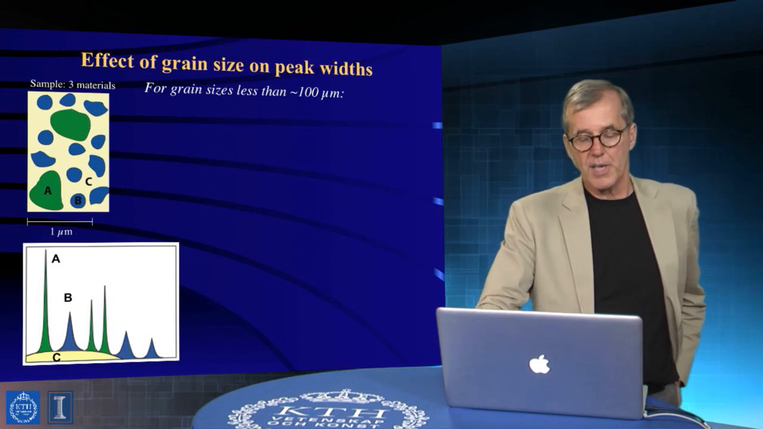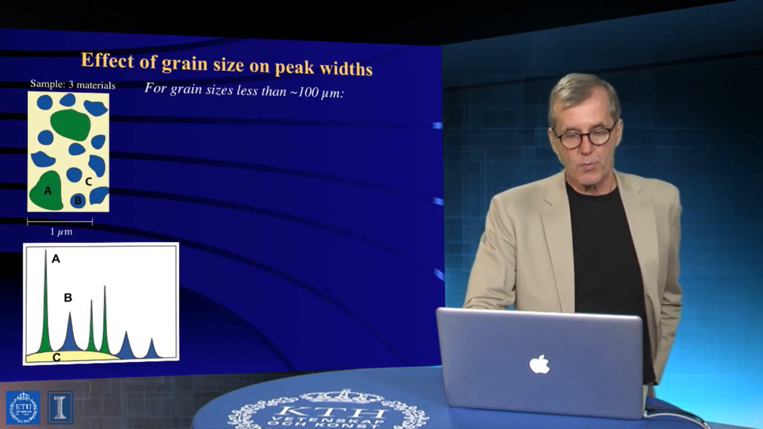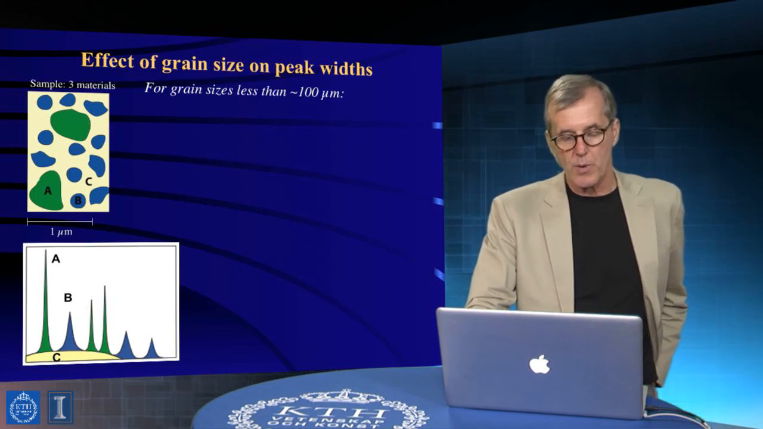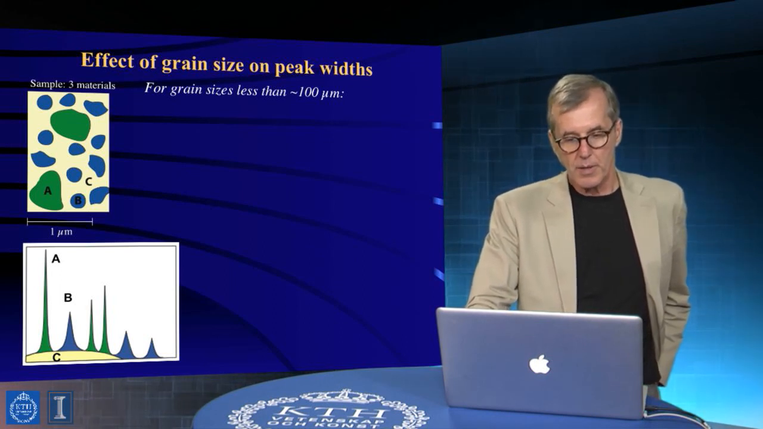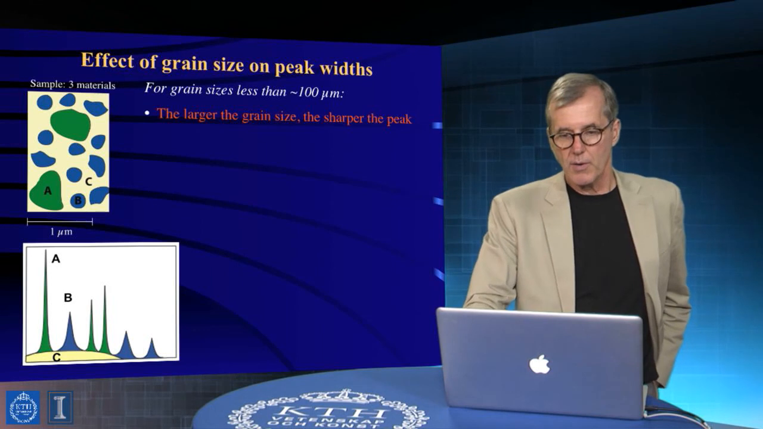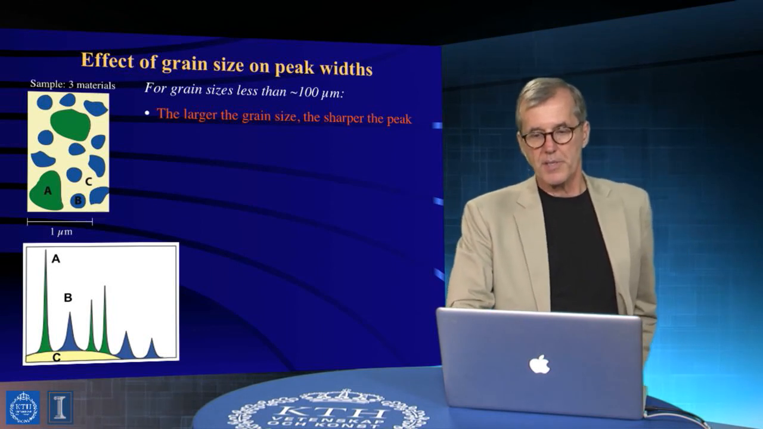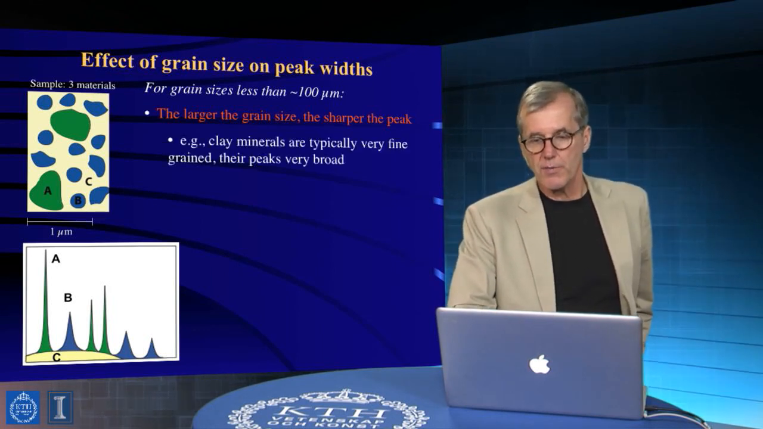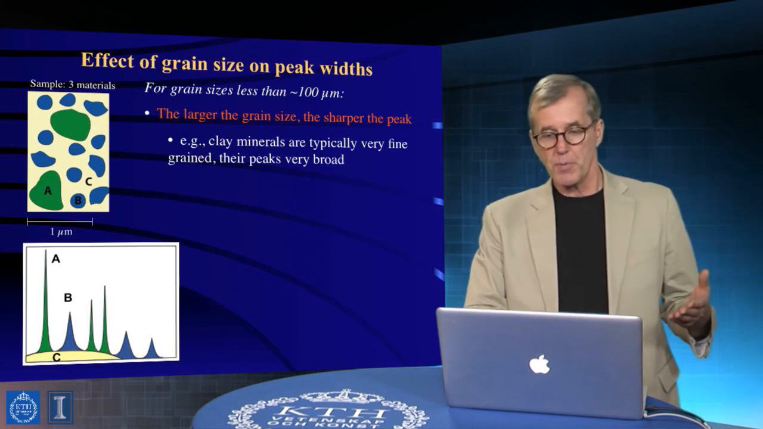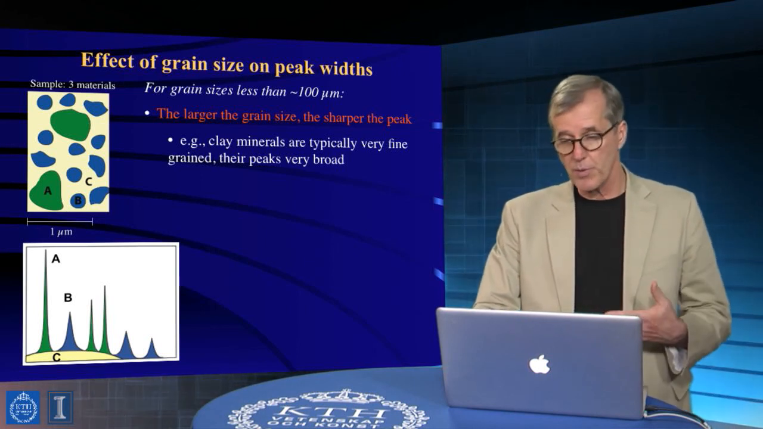So here's an example of 3 forms of matter being present in what would otherwise be a multi-phase mixture. It could be single component, multi-component, right? And basically, there's a few things we know. For small grains, the larger the grain size, the sharper the peak. The smaller the grain size, the broader the peak.